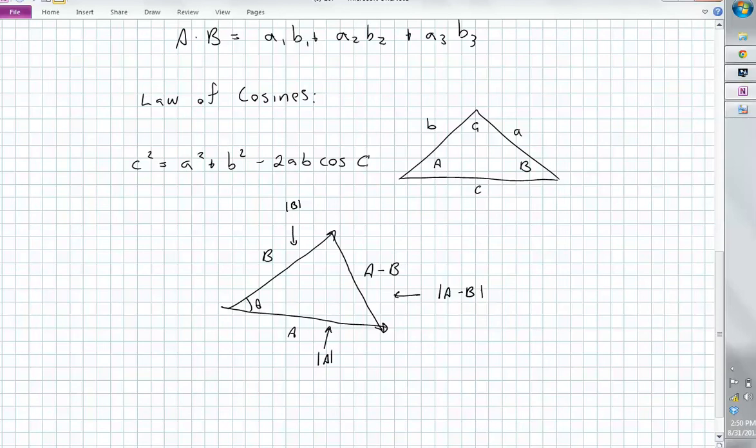But you can see possibly now where we're headed with this. We're going to take the angle theta and these 3 magnitudes, and what are we going to do with them? Shove them into the law of cosines. Playing the role of capital C here is theta. Playing the role of little c is the magnitude of A minus B, and so on all the way around. Let's do that.